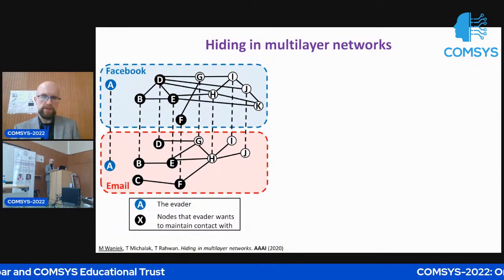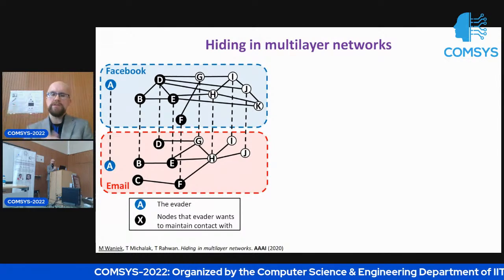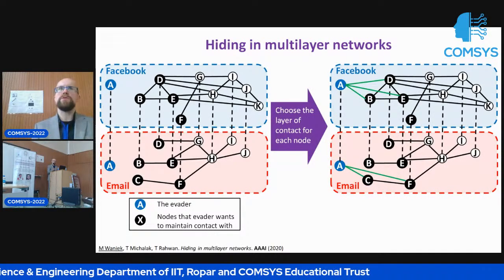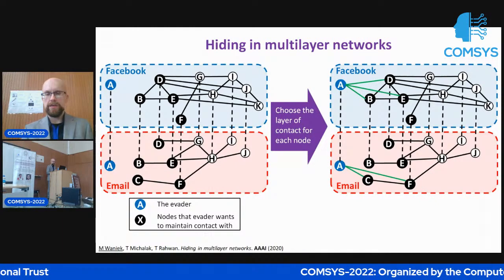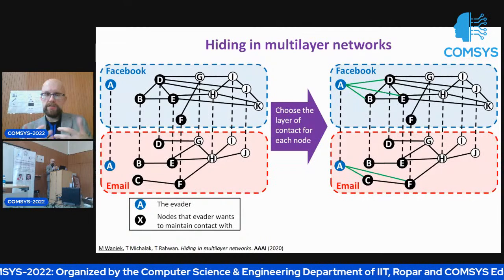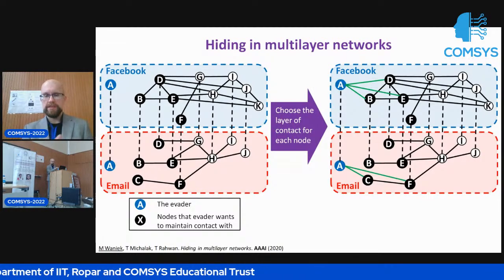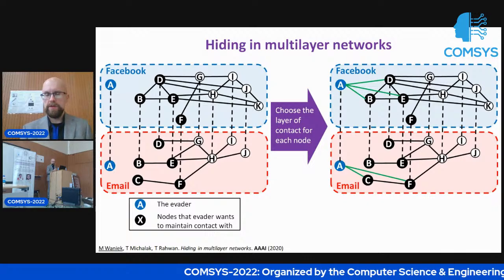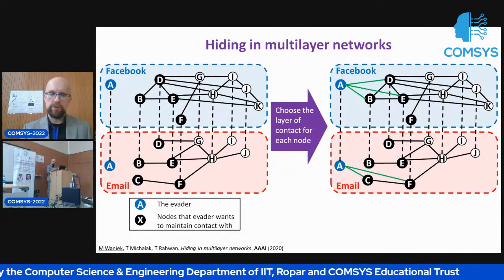So again, the variation of the problem that we consider in this particular work is such that we have an evader and a multi-layer network of which this evader is part. The problem that we pose is that the evader wants to remain connected with a set of nodes using some means of communication, right? So in this case, the evader, node A, wants to remain connected with the nodes that are black. So what the evader has to do is to choose at least one layer for each node through which to remain connected. We can see that in this example, the solution is that the evader chooses to remain connected with B, E, and D over Facebook, and with C and F over email. And the choice of layer for each node is the problem that the evader wants to solve.